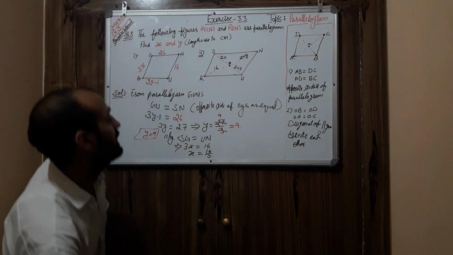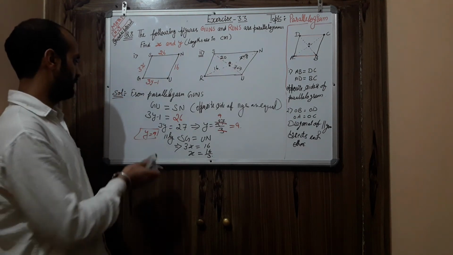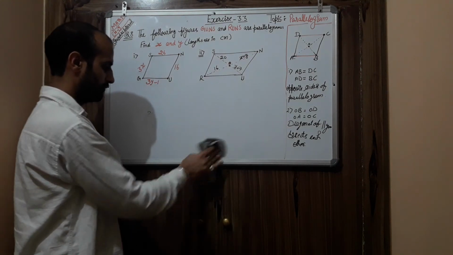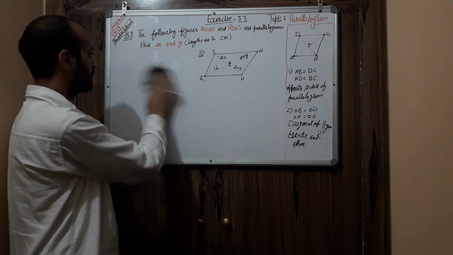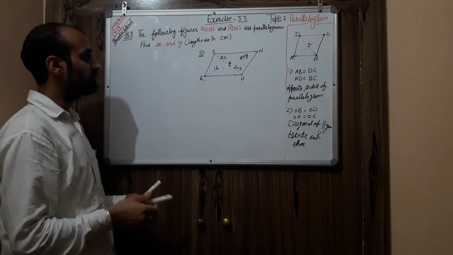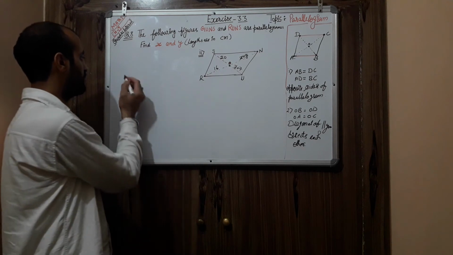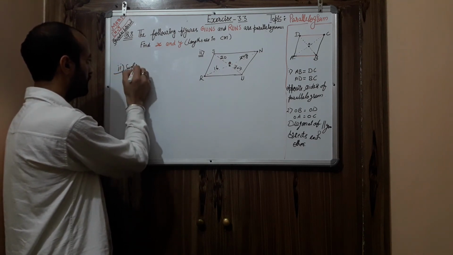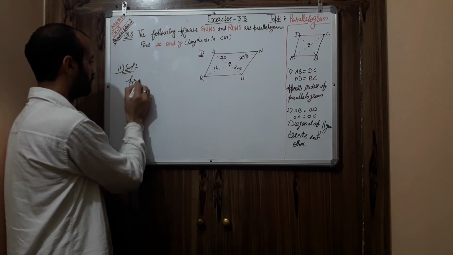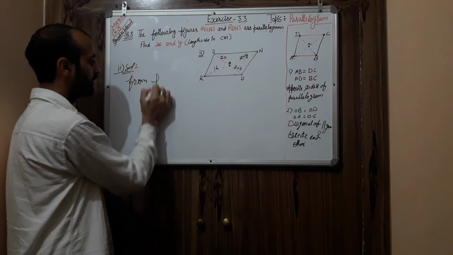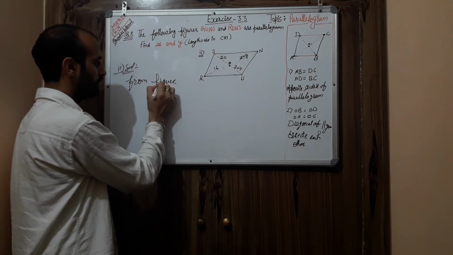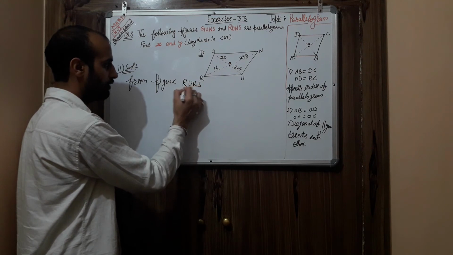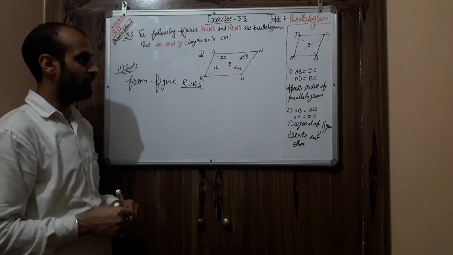So let's take the second part. So this one is okay. Now let's see the second one. So we have here the second part. In this part we have been given diagonals. So once again you can write the second part solution. You can write from the figure, that is RUNS. This is the name of the figure. So from here what can we write? What is given to us?